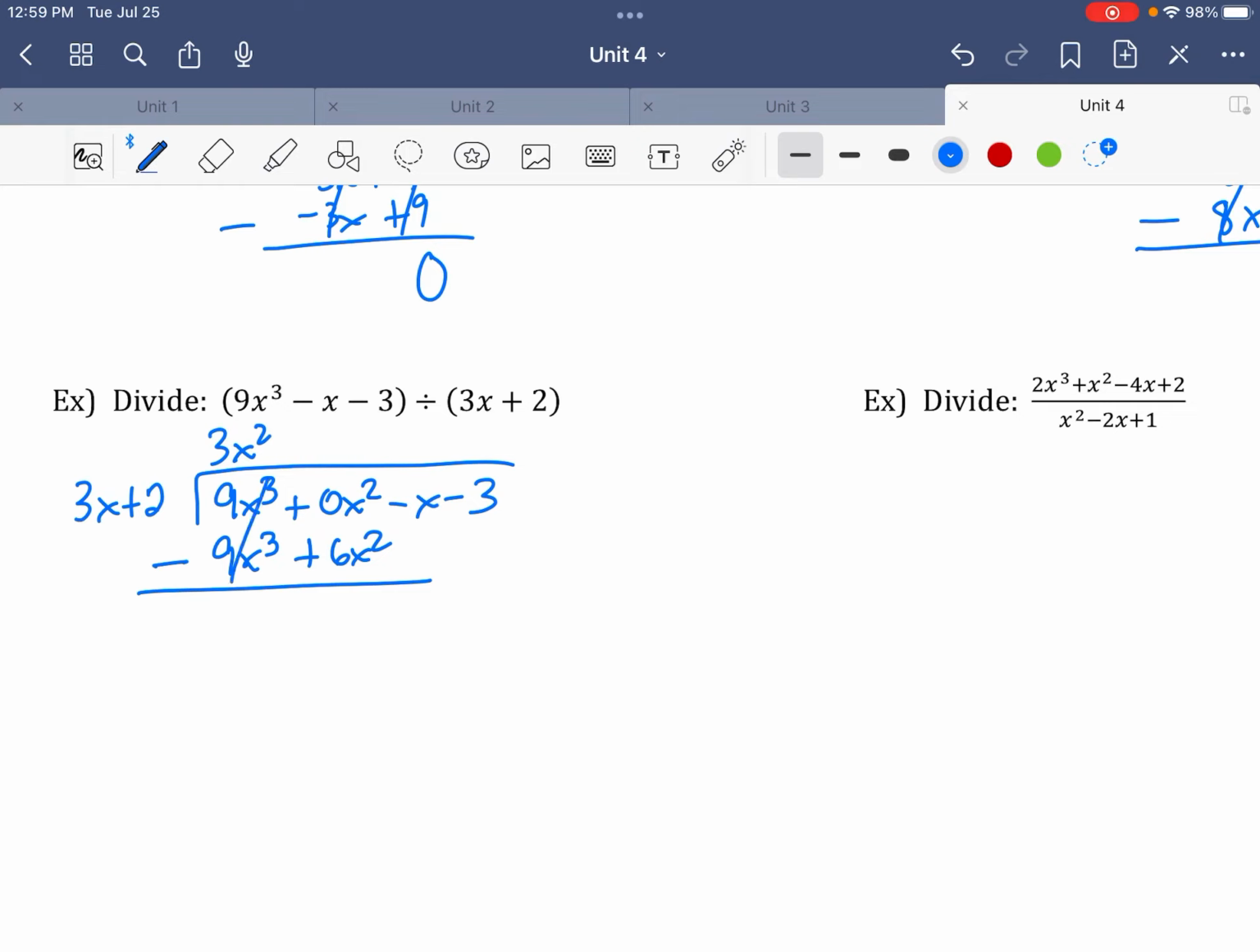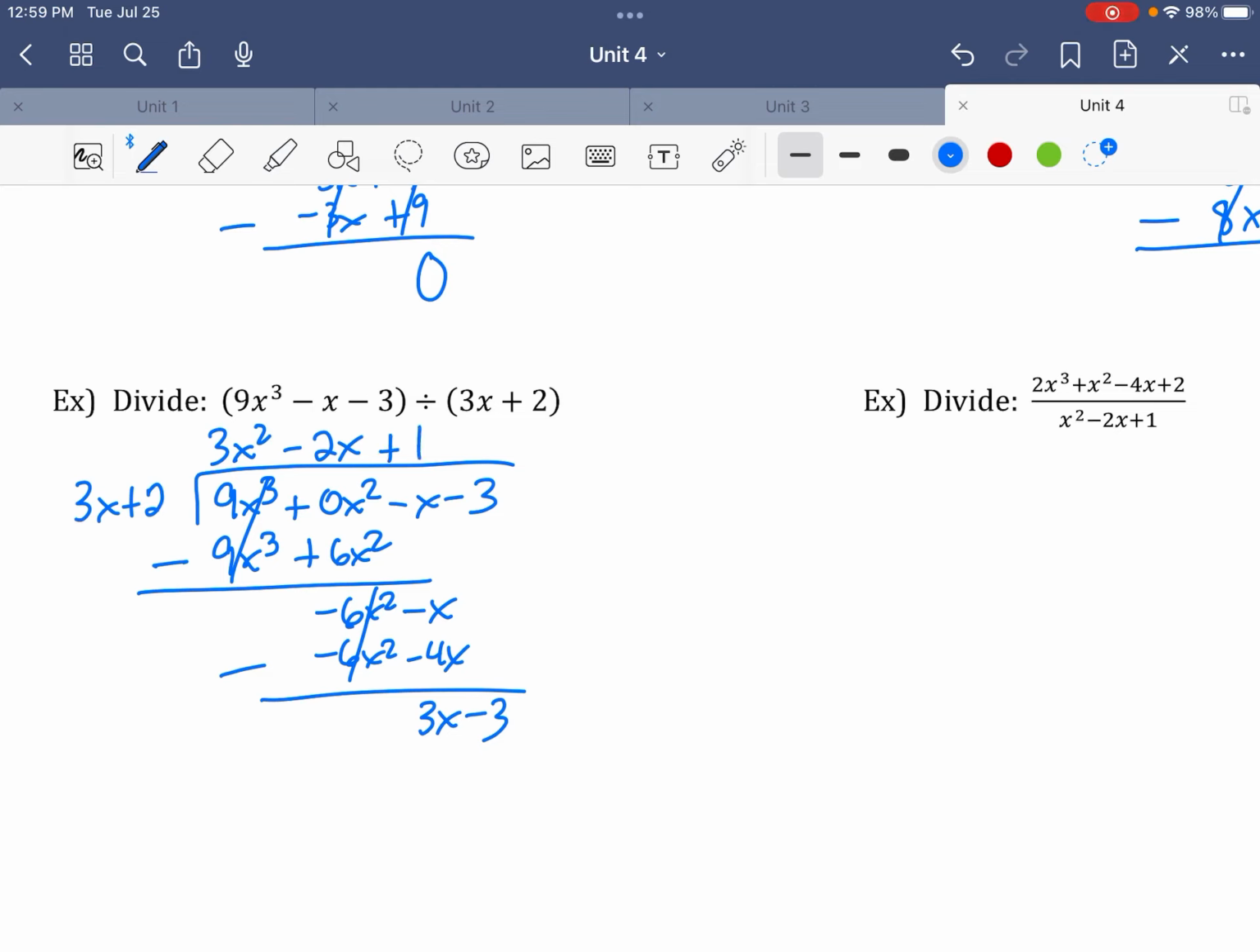So that's why that placeholder is there, because when I subtract, now I'm subtracting like terms. 0x squared minus 6 is negative 6x squared. Bring down the negative x. To make 3x look like negative 6x squared, I need a negative 2x. So multiply, I get negative 6x squared minus 4x. Draw a line, subtract. Negative 1, that's basically plus 4, so it's 3x minus 3.